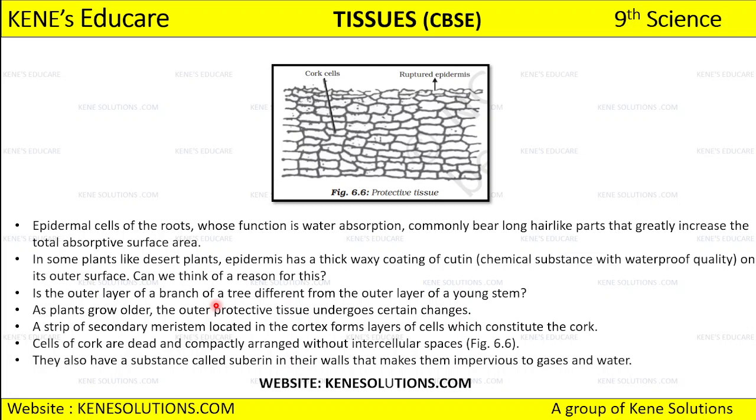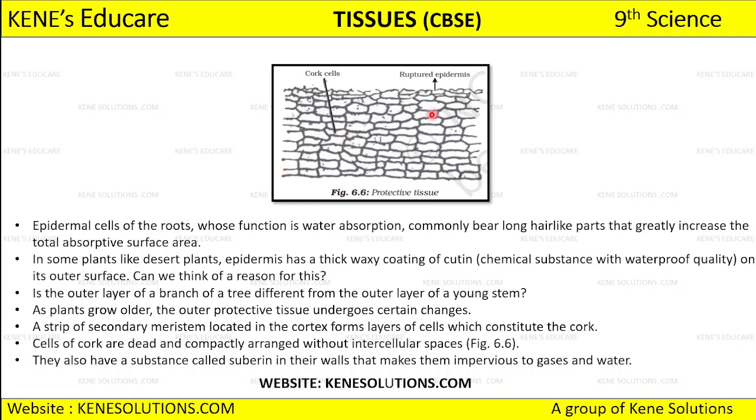So see, as the plants grow older, changes can be seen in their outer protective tissue. Like we can see that there is a strip of secondary meristem located in the cortex, and this forms layers of cells which constitute the cork. Now cork is present in the bark region of the tree. When you see the cells of this cork, they are almost dead. Can you see the cells of the cork? They are dead cells, and you can see that they are compactly arranged without any intercellular spaces.